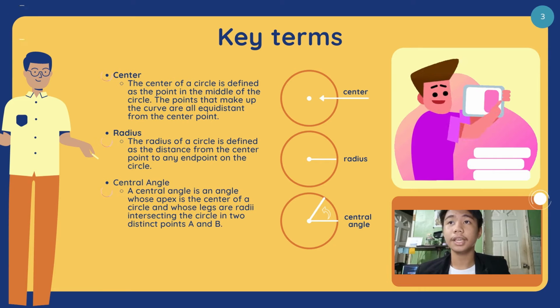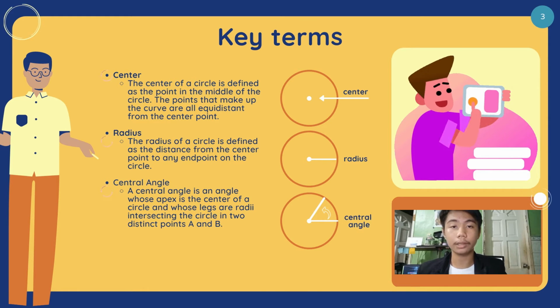Now, let's take this time to understand the different crucial parts of the circle when it comes to determining the arc length based on a central angle. These are some key terms to further understand our topic. First, the center. The center of a circle is defined as the point in the middle of the circle. The points that make up the curve are all equidistant from the center point.